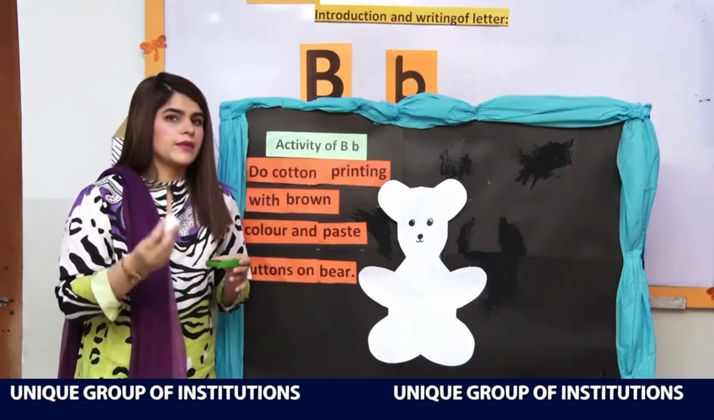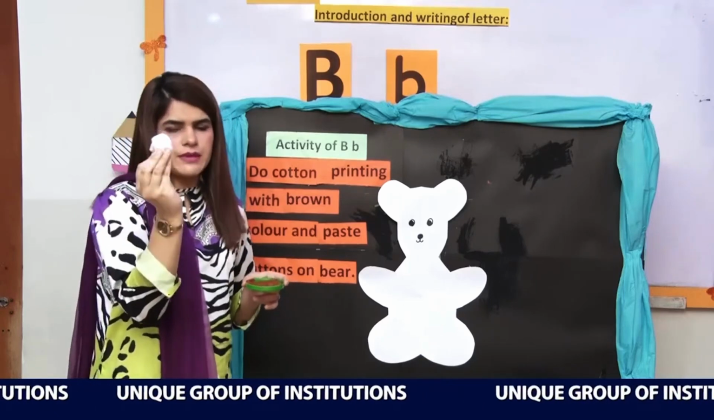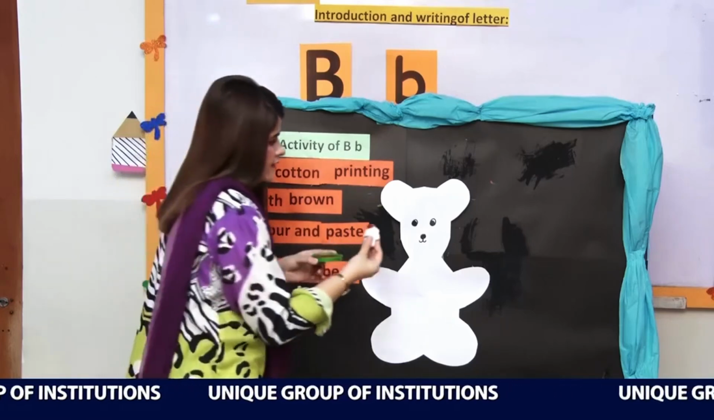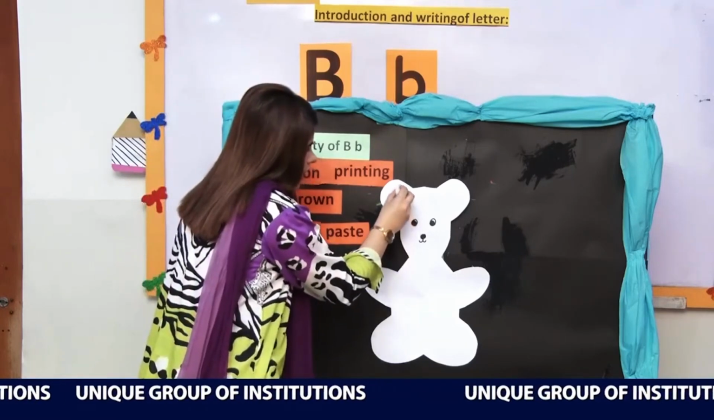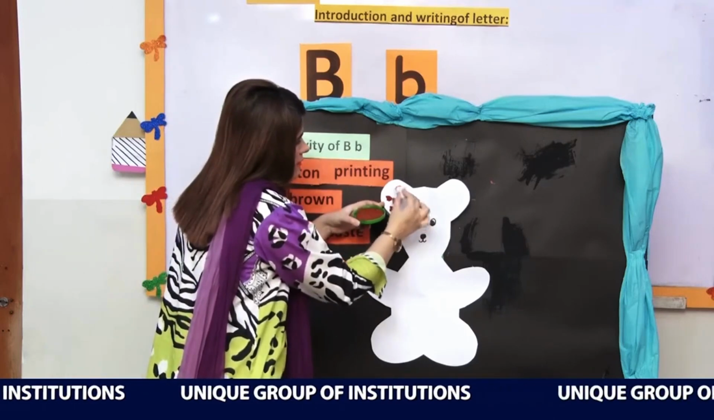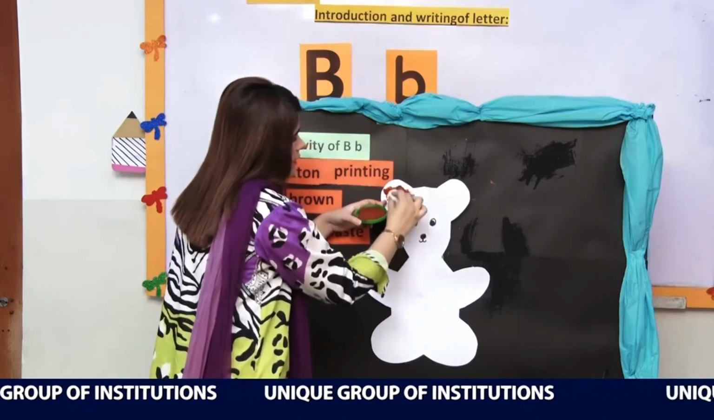So starting from the paint, we have to dip. We have to make a roll of a piece of cotton and then dip this into the color. And then starting from here, I am going to just tap, tap, tap. We are doing a cotton printing in bear.